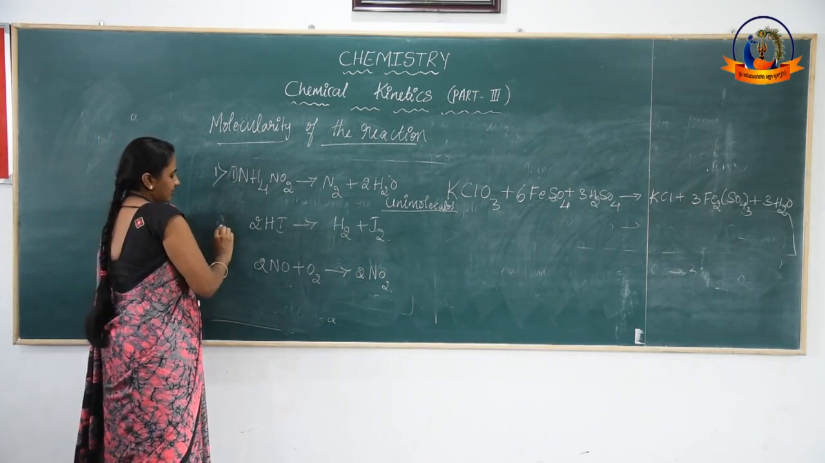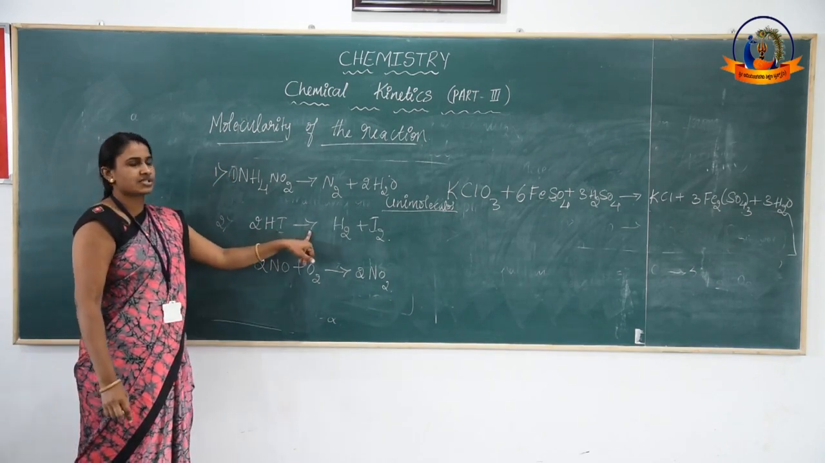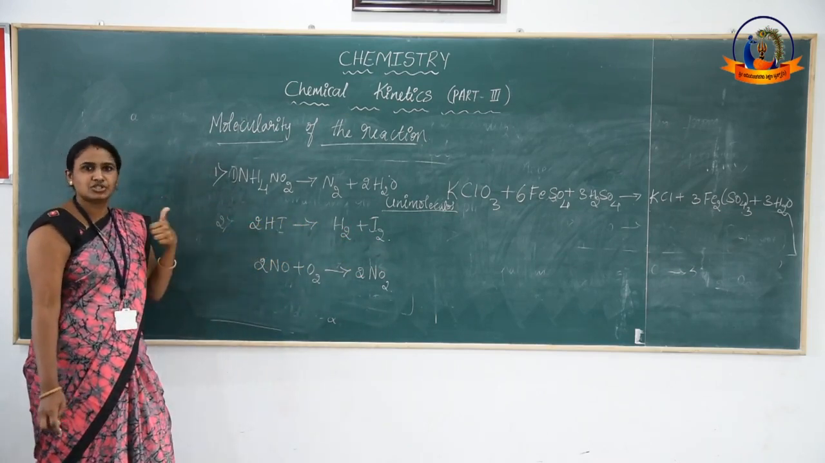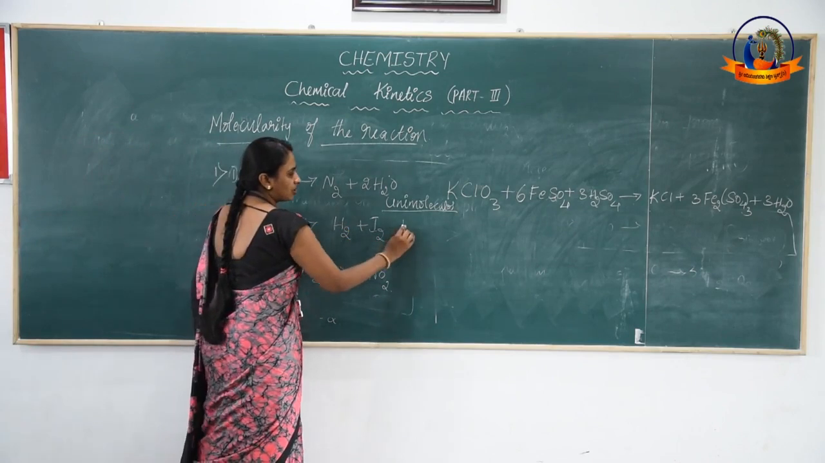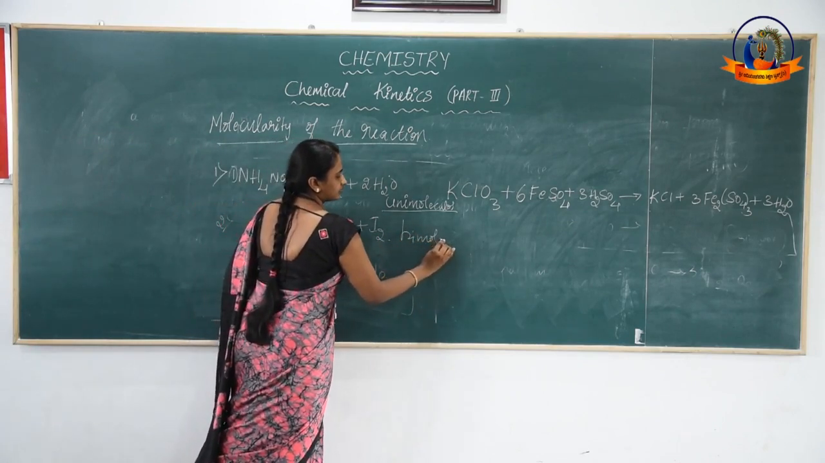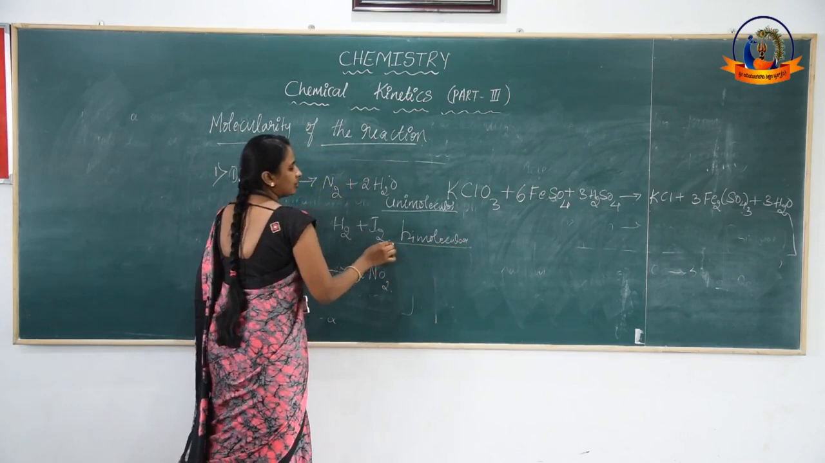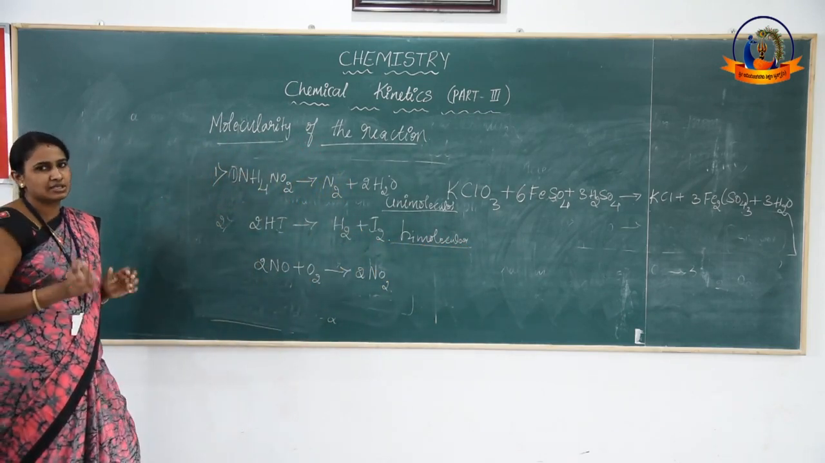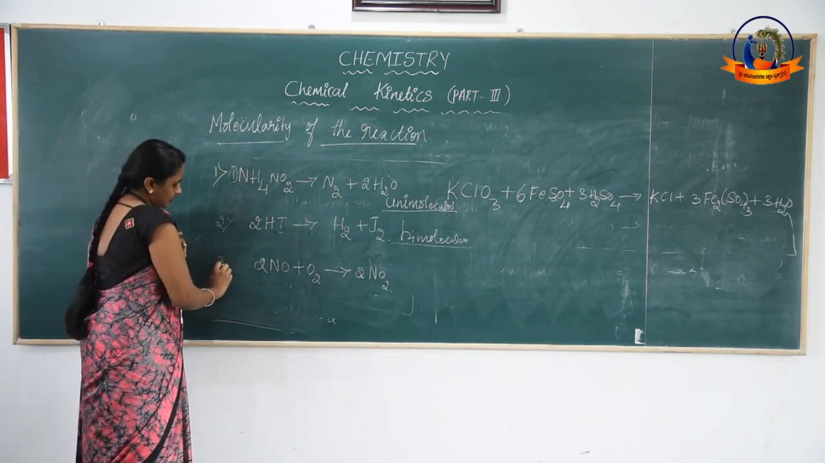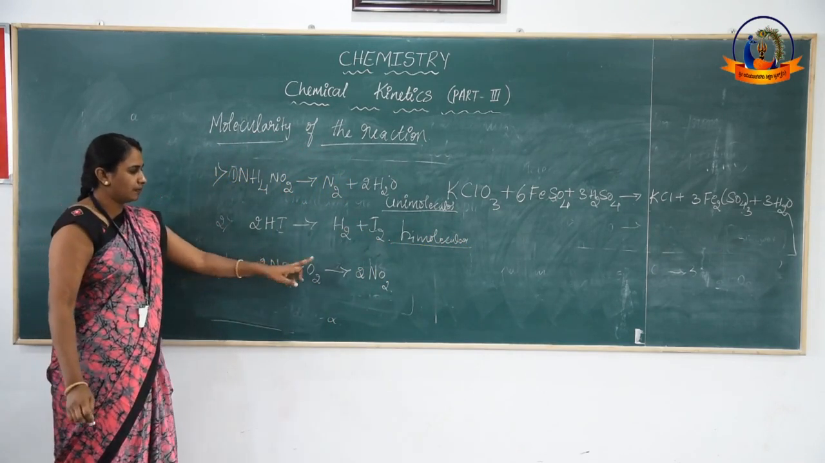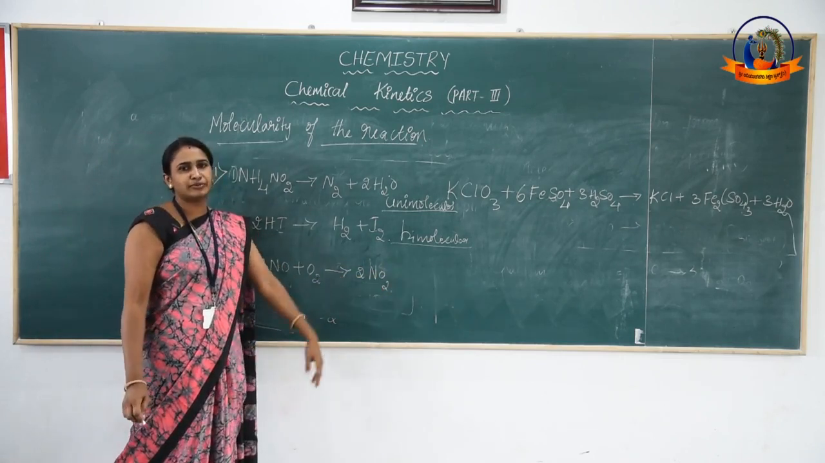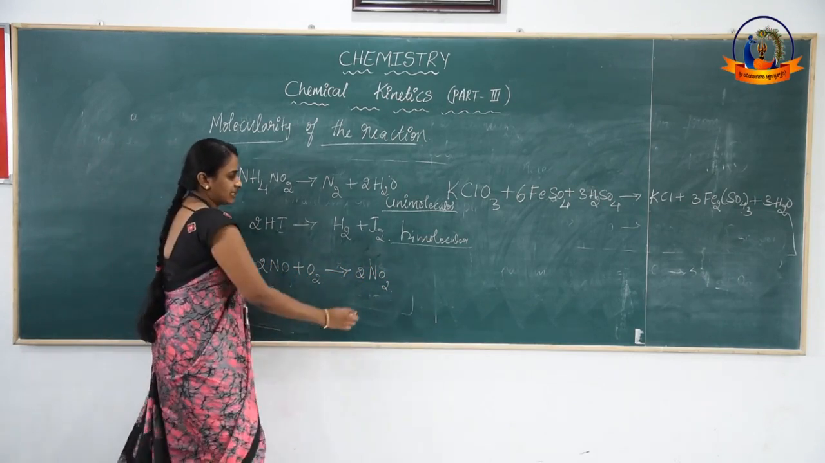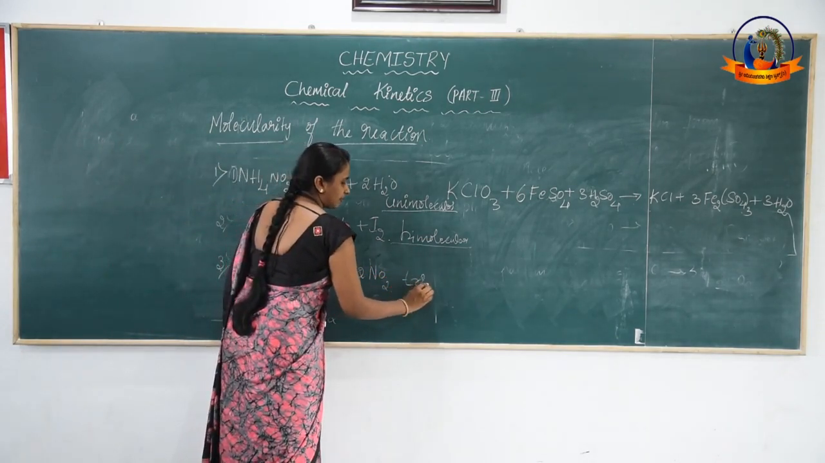Now, come to this equation. 2HI gives rise to H2 plus I2. In this case, the molecularity of the reaction is 2. Therefore, this is a bimolecular reaction. Bimolecular as well as dimolecular; di means bi, both are the same. It means 2. Come to this equation. 2NO plus O2 gives rise to 2NO2. Here, the molecularity of the reaction is 3. Therefore, it is called a trimolecular reaction.